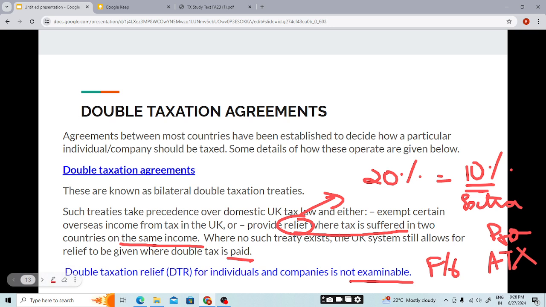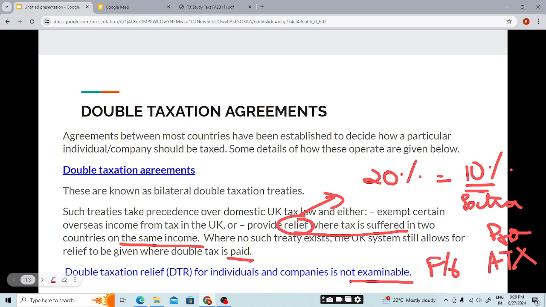Double taxation agreement means two countries will have a treaty, so that if a businessman invests in other countries, they need not pay tax on the income they have earned in two countries. If they pay in two countries, then most of the income they earn they will be paying to the government only. So it will be very bad for the economy, and individuals will not plan to start a business in any other country. So double taxation agreements are there to provide relief.